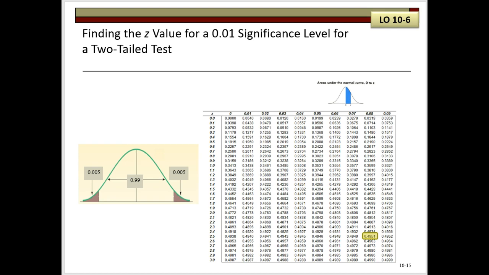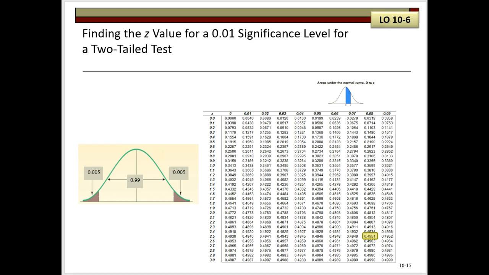Locating an area equal to or closest to 0.4950 in the z-table yields a critical z-value of plus or minus 2.58. Another, more precise way to find the critical z-value is by using an Excel function. The function is equal to NORMSINV, and then in parentheses you put 0.995. This function will yield a z-value of 2.5758, the upper critical value.